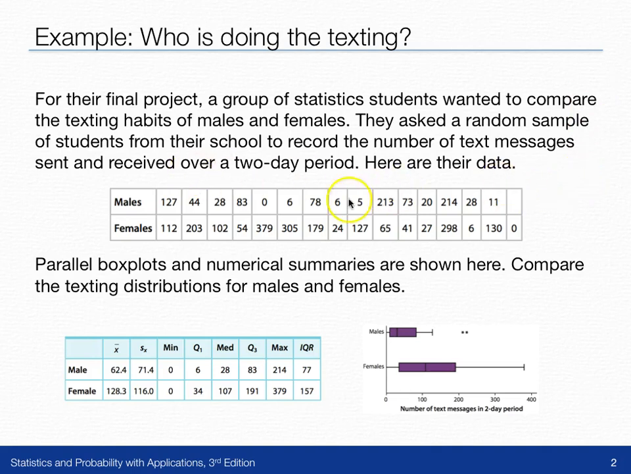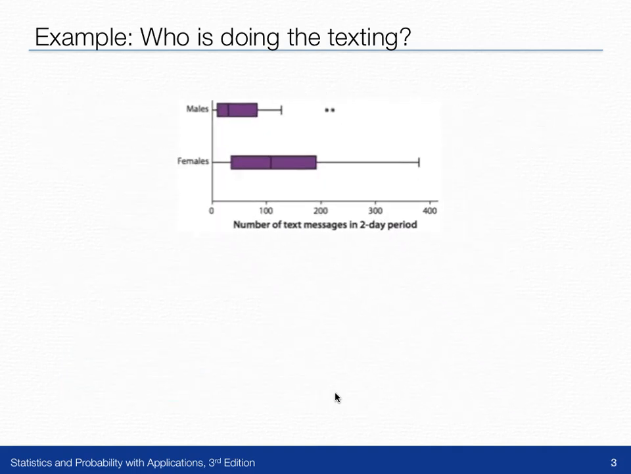Here's the data. You'll notice there's not the same amount of males as females. That's okay. You'll also notice some people didn't send or receive any texts, and some people sent and received lots of texts. Parallel box plots and numerical summaries are shown here. Here's the box plots for males and females, and here's the numerical summaries for males and females. And we want to compare the texting distributions for males and females. We're going to start by using the box plot.